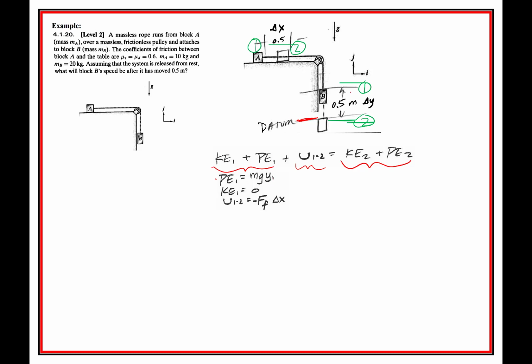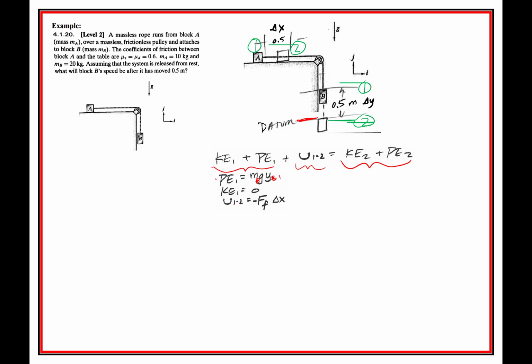We look at state 1. We could say that we have mass times gravity times y1. This should be mass B right there, specific to it. So mass B times gravity times the position at state 1. You could even say it's located at B1 if you want to be specific. There's no kinetic energy because it starts from rest at state 1.